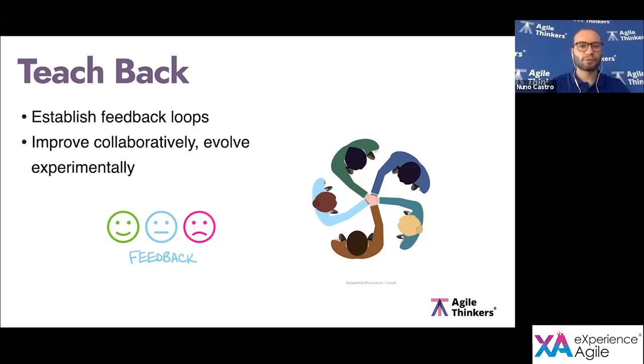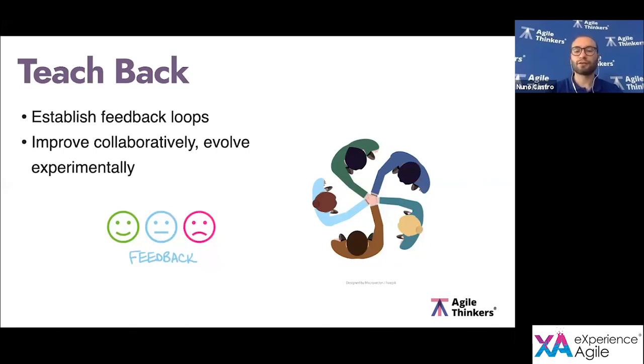All right. So feedback loops and improve collaboratively and evolve experimentally. What every Agile practice and ceremony is basically this. We try to do short cycles of work. We try to collect as much feedback as possible. And we do this as a team together, and we grow as we learn.